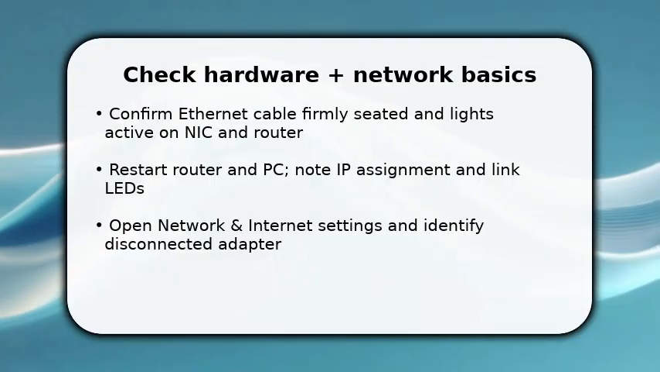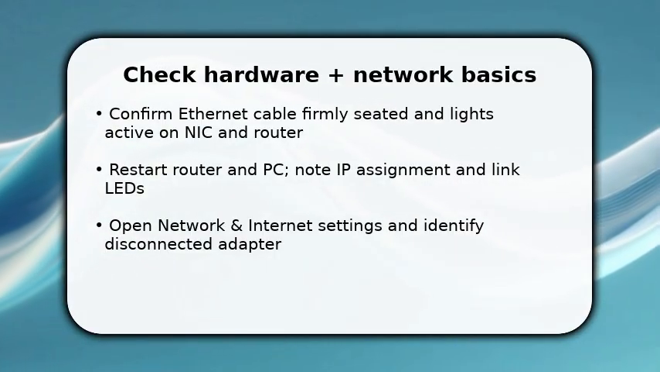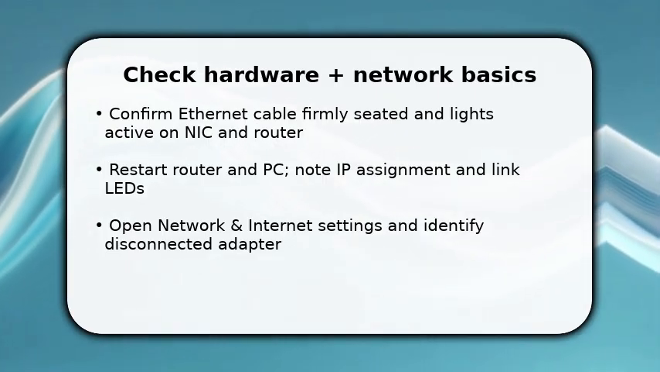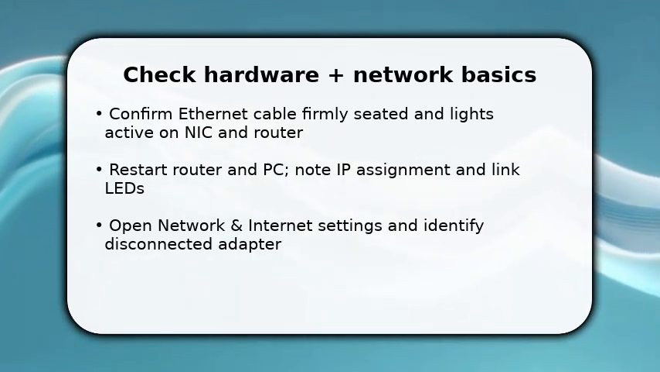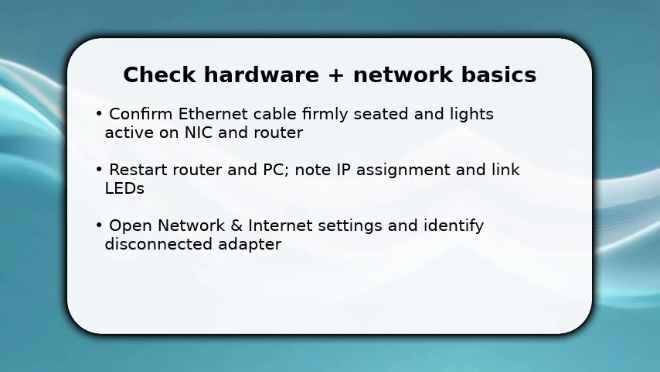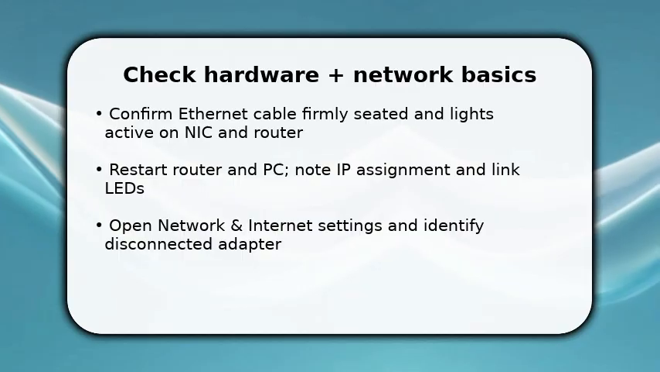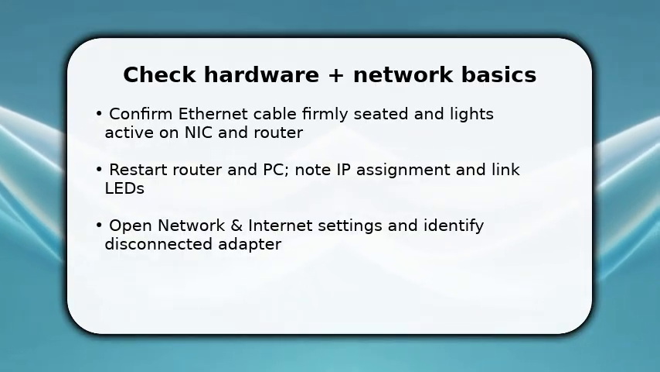You begin by verifying physical links and basic assignments. First, plug the Ethernet cable into the same port and confirm the NIC light is blinking. That proves a Layer 1 connection. Once done, reboot the router and your PC to refresh DHCP leasing. Then open Settings, Network and Internet, and locate the adapter showing Media Disconnected. You do this now so subsequent steps address software state, not a dead cable, which saves time.